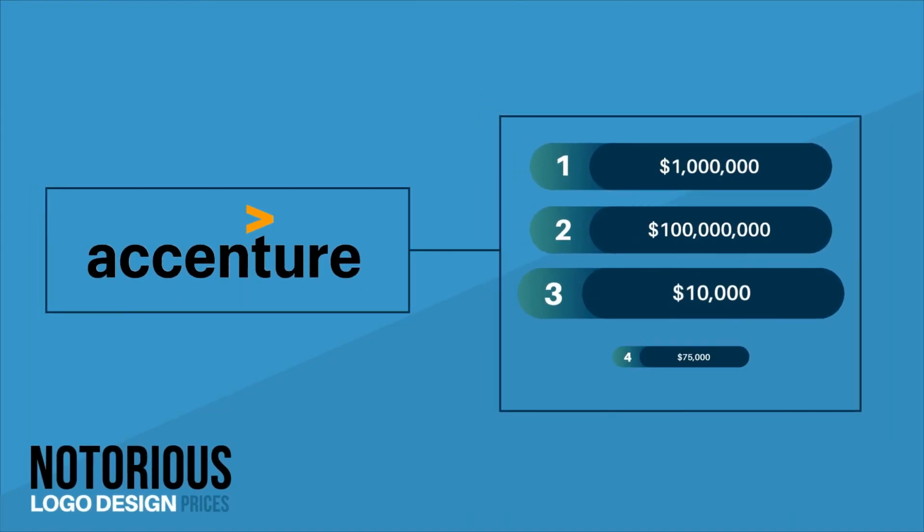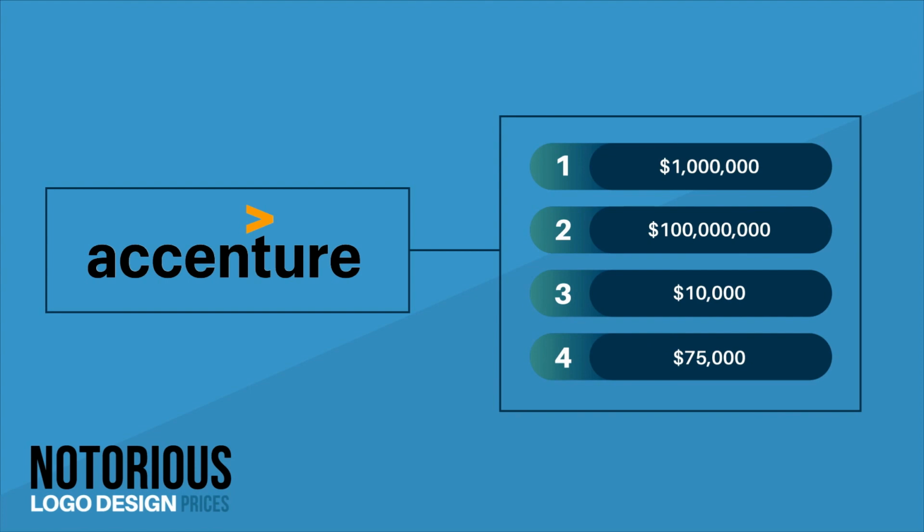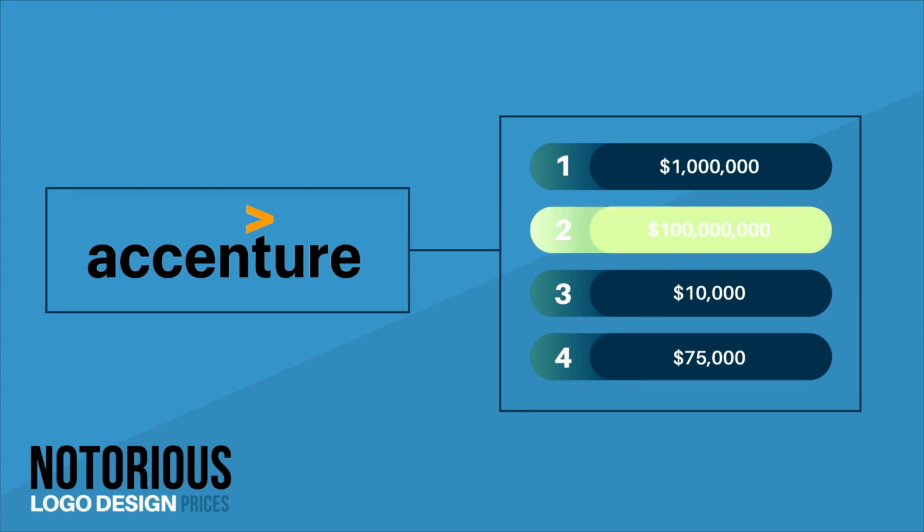Now, Accenture implies putting an accent or an emphasis on the future, and this logo was designed back in 2000 by the design agency the Lander Associates. But how much was it sold for? So yeah, that's right, it was $100 million.